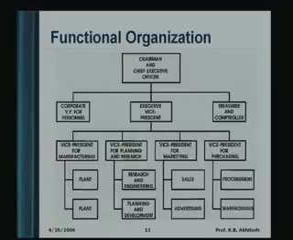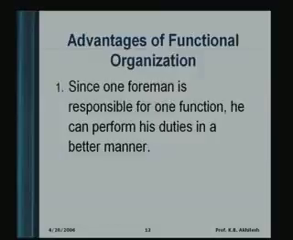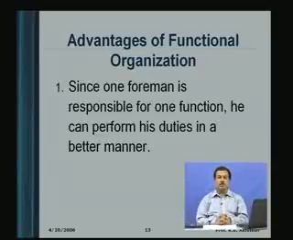So various functions got distributed. Typically then a manufacturing organization had departments like operations, then personnel and administration, then sales and marketing, and then finance and accounts. These were typically the kind of functionality which has to be there for any organization to be successful. So the functional organization made it possible to appoint somebody who also knows that particular domain knowledge.